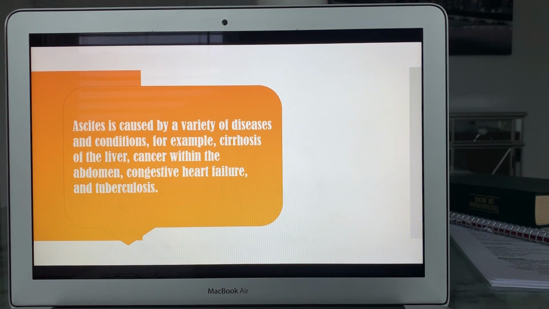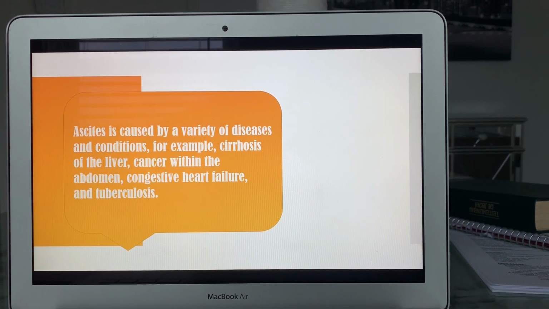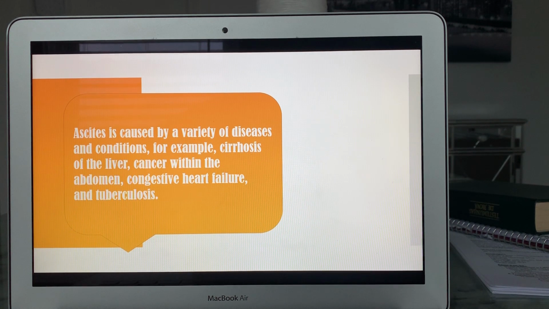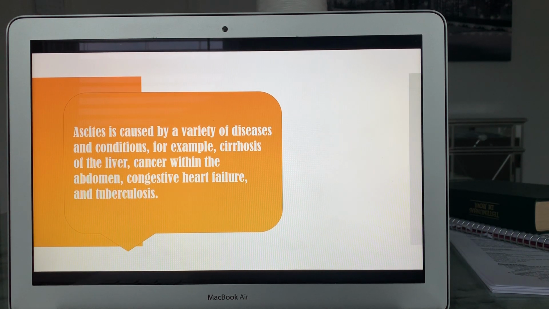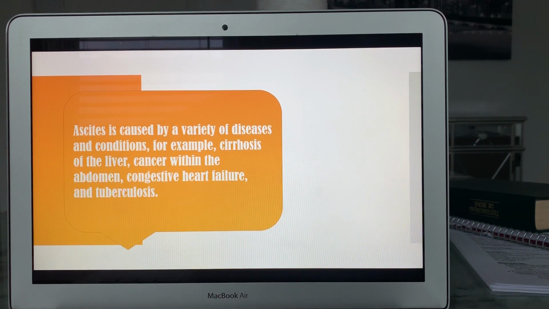Ascites is caused by a variety of diseases and conditions. For example, cirrhosis of the liver, cancer within the abdomen, congestive heart failure, and tuberculosis. Bacterial infections such as peritonitis that are caused by intestinal perforation or a ruptured appendix are also a frequent cause. Malignancy is another cause for ascites accumulation.